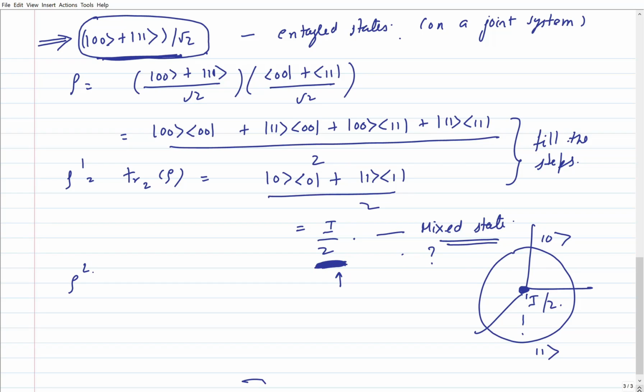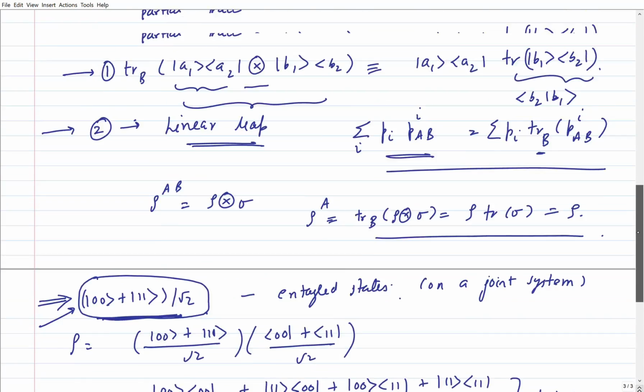Same will be with rho 2. That's also going to be this. So both rho 1 and rho 2 are at the center of the sphere. I know nothing about them, but I know everything about the joint state. It's going to be a pure state.